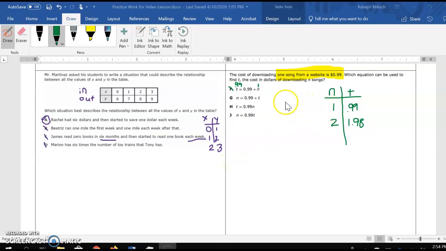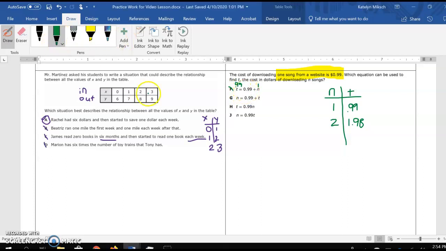So as I was saying before, I created a table with the information that they gave me in the problem. We're looking at choice F. If we know that one song is going to cost 99 cents, and N represents the number of songs, then 99 cents plus one song is not going to give you the cost of that one song. That would give you $1.99, which is not accurate.